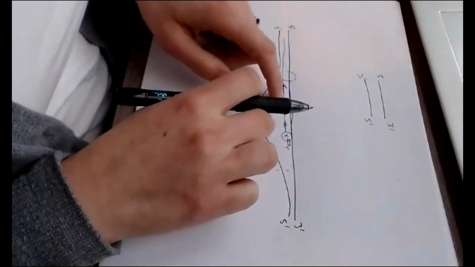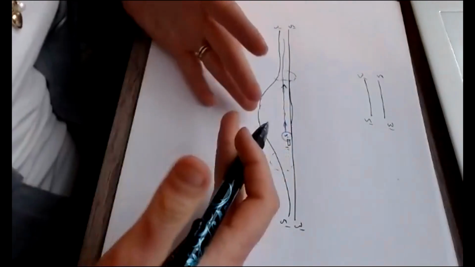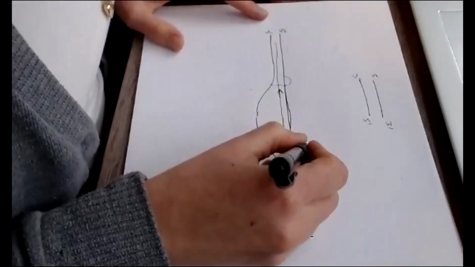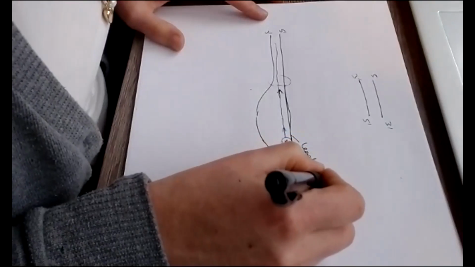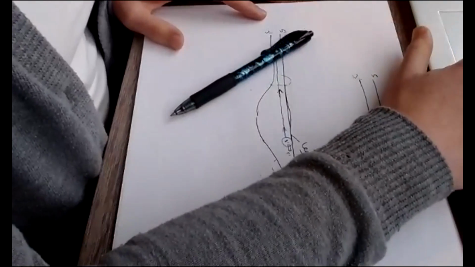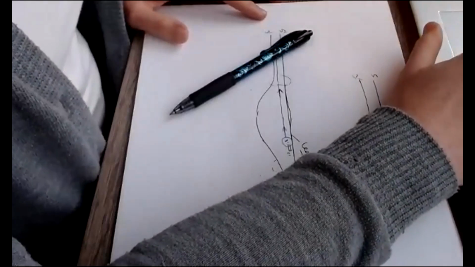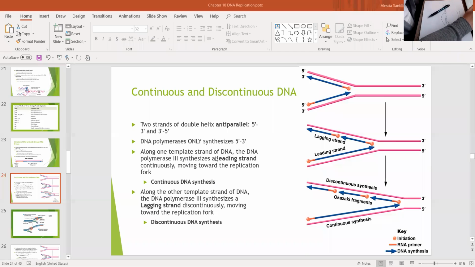This strand right here goes through continuous replication. And so we call this the leading strand, because we have continual replication. There's an actual definition here on the screen for you guys as soon as I get to the screen. So along one template strand, DNA polymerase 3 synthesizes a leading strand continuously, moving towards the replication fork. So this right here is going to be your leading strand. It's moving towards the replication fork. As the replication fork opens, it's following that replication fork.